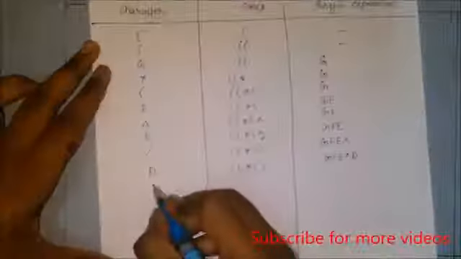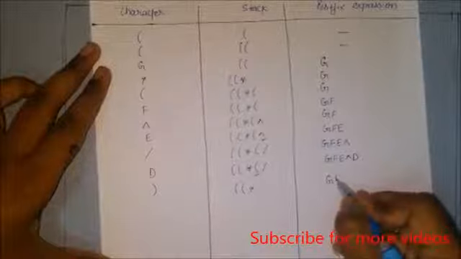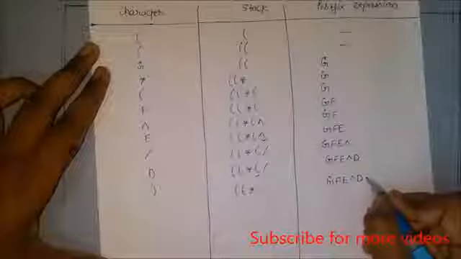After that, again a d operand, so d will be added here, the stack will be as it is, and g f e exponent d will be the postfix expression. After that, a right parenthesis. When we add a right parenthesis, it will pop out the stack till the left parenthesis, so the stack will be this, and the postfix expression will be g f e exponent d, and the division operator.